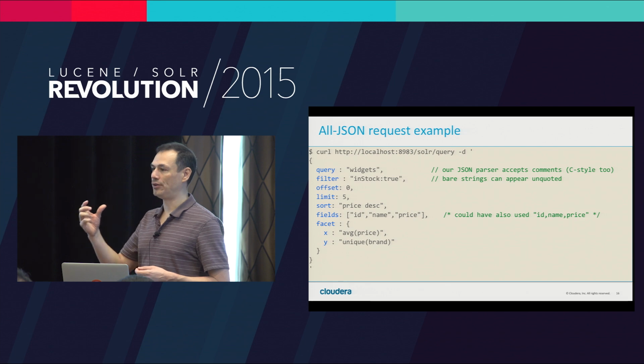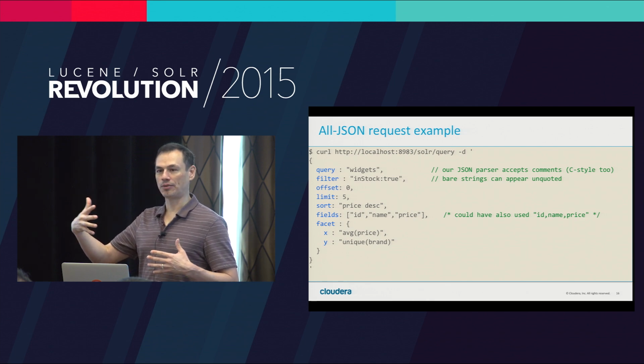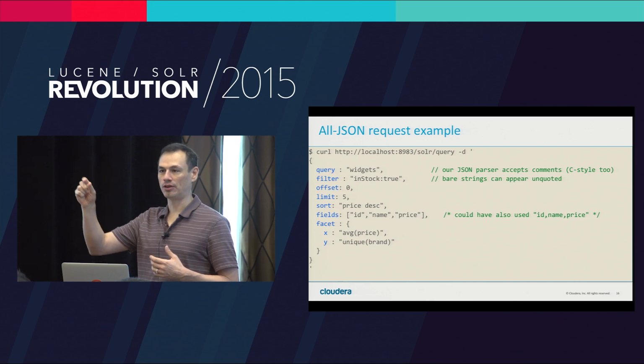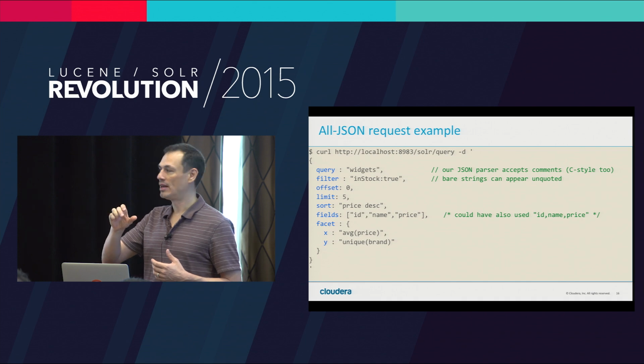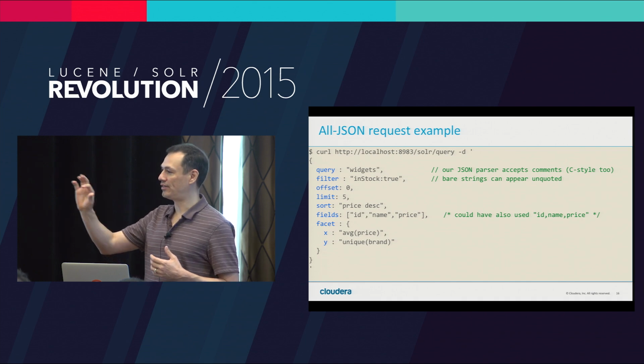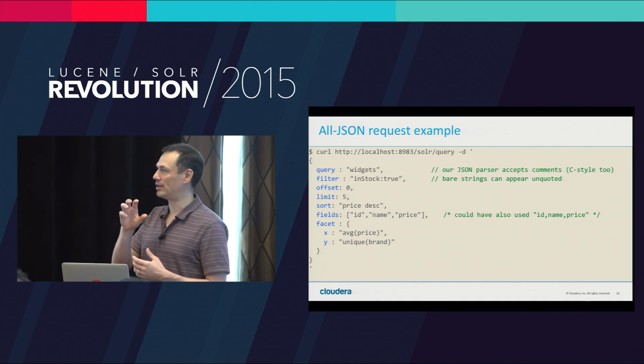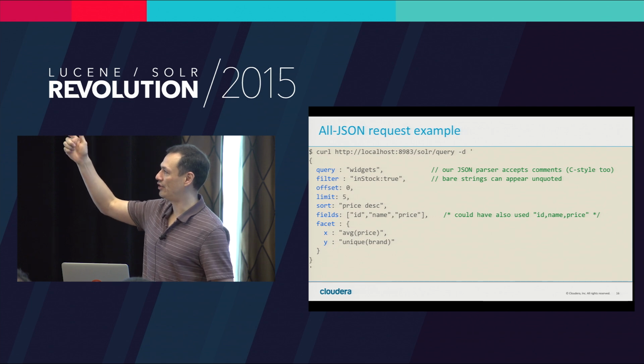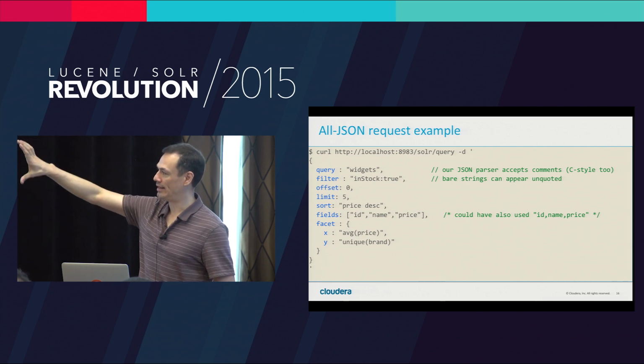There's something that I call smart merging. If you have a query parameter called JSON.something, then that essentially sticks it in the JSON domain. So if you had a query parameter called JSON.query, that would actually override the query in the actual JSON body.